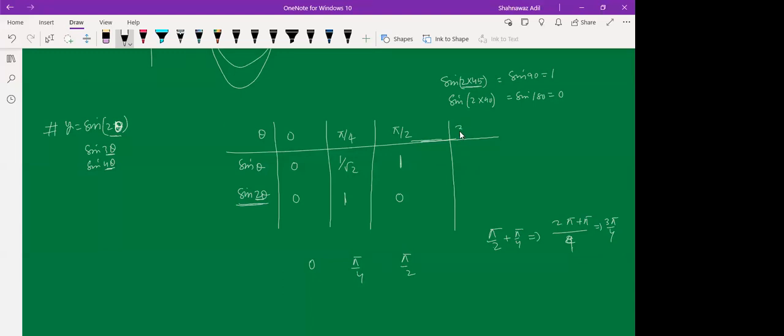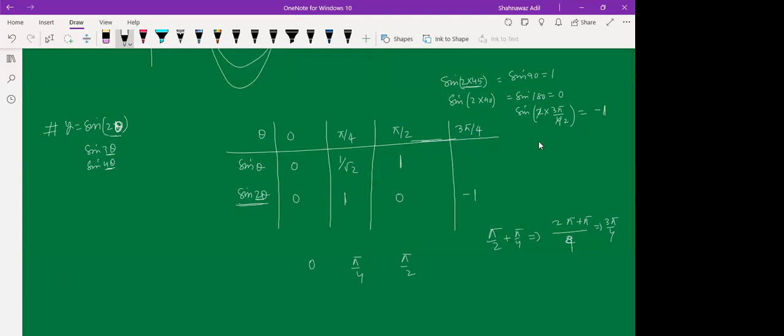So at 3 pi by 4, how much is this thing? We don't know what that would be. But what would be this thing? At 3 pi by 4, this is 2 into 3 pi by 4. So this is sine 3 pi by 2. And what is sine 3 pi by 2? That is minus 1, right? So this would become minus 1.